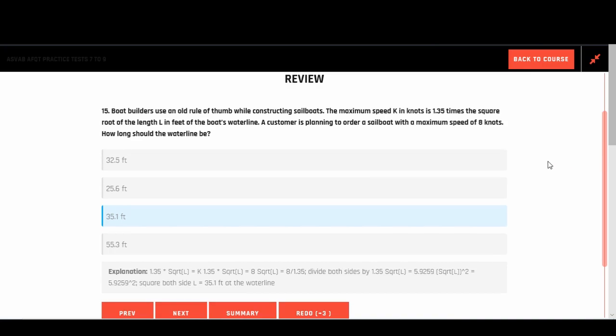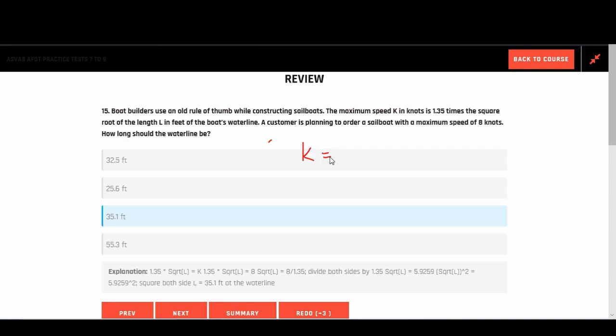Okay, so let me go ahead and work this one out for you. Number 15 says boat builders use an old rule of thumb while constructing sailboats. The maximum speed k in knots is 1.35 times the square root of the length L in feet of the boat's waterline. A customer is planning to order a sailboat with a maximum speed of 8 knots. How long should its waterline be? So again, we have to be able to convert this word problem to a formula.